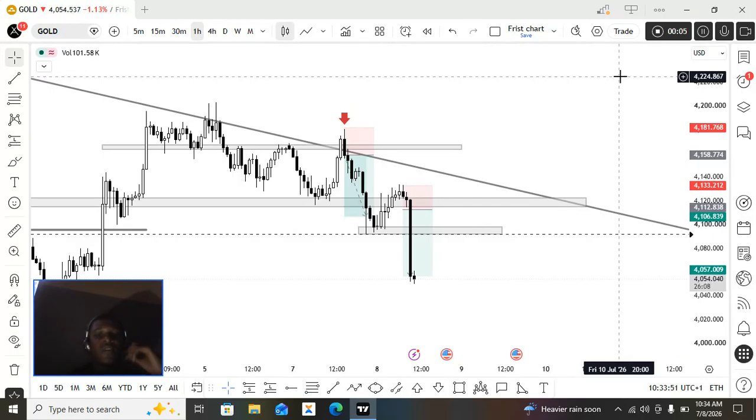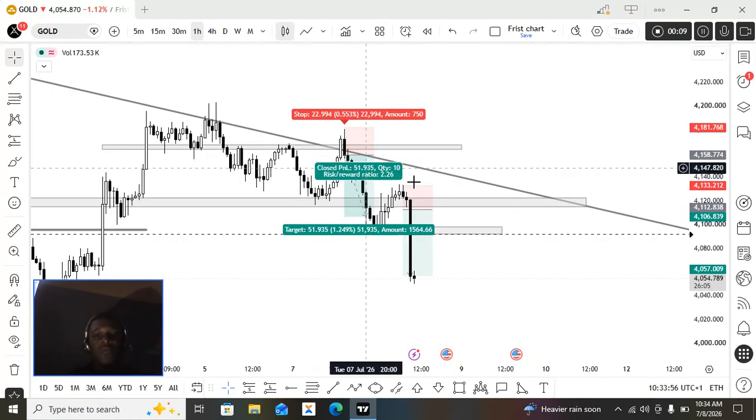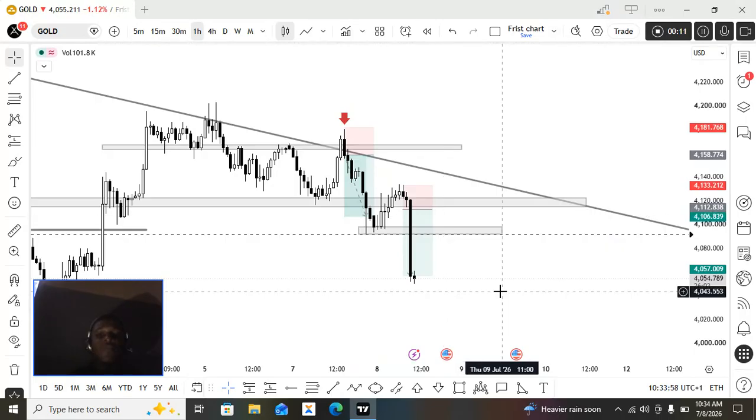Today, I'm just going to show you guys how I was able to catch this trade on gold, this one, and also I'm going to show you a new setup that you can also catch and make money. I'm seeing a new setup forming. The market is giving you a new setup.